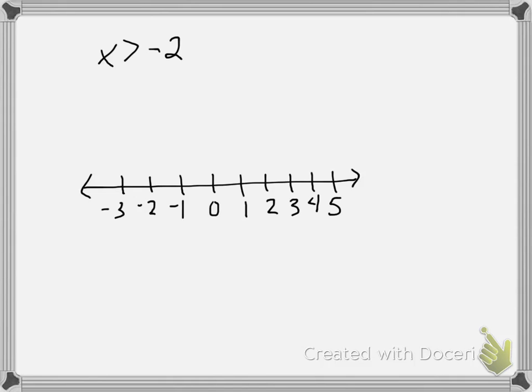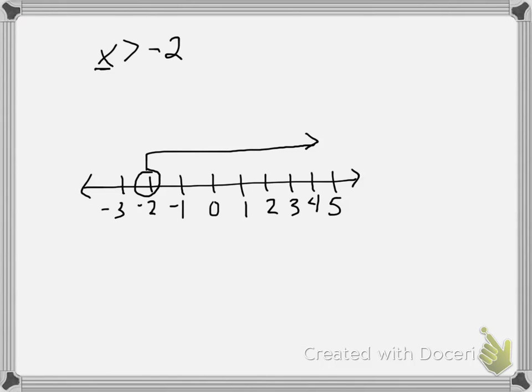What I want to do is look at all of the values of x that are larger than or bigger than -2. If you think back to when we did inequalities before, since it's not equal to -2, I want to put an open circle on the -2. So I'm showing all of the numbers bigger than -2, but not equal to -2.